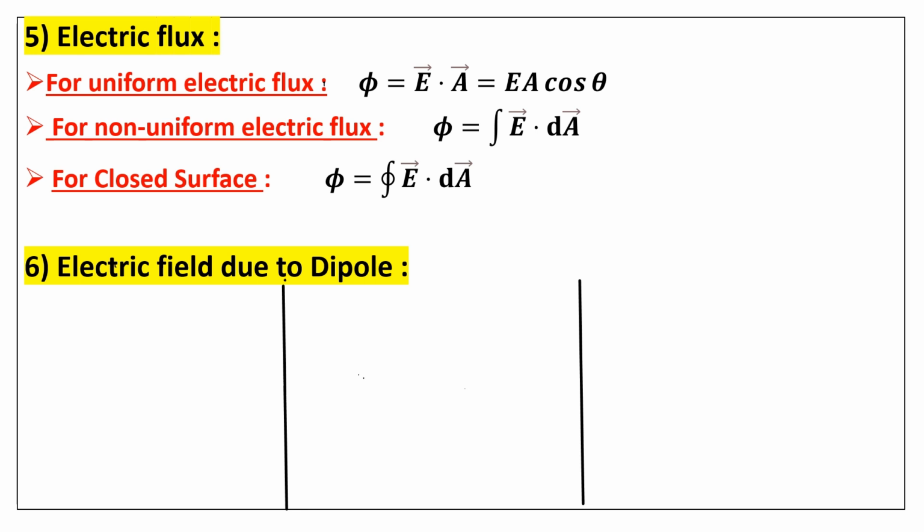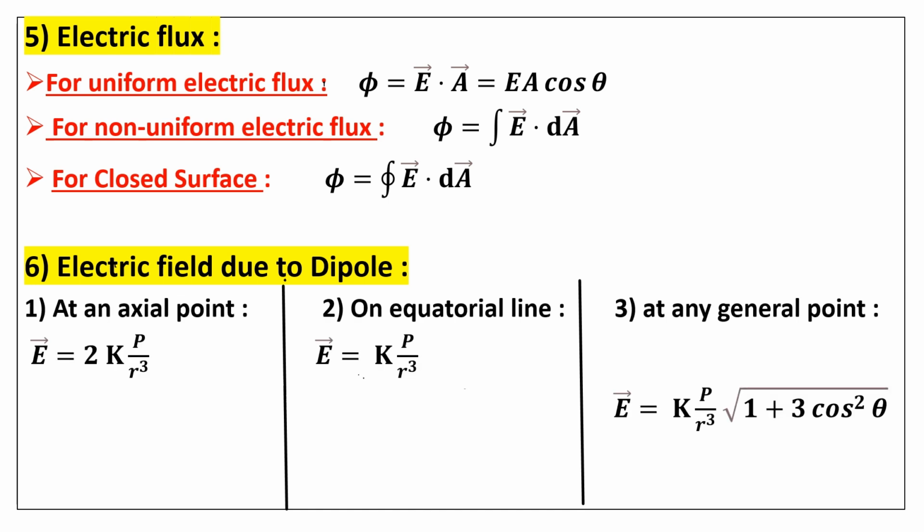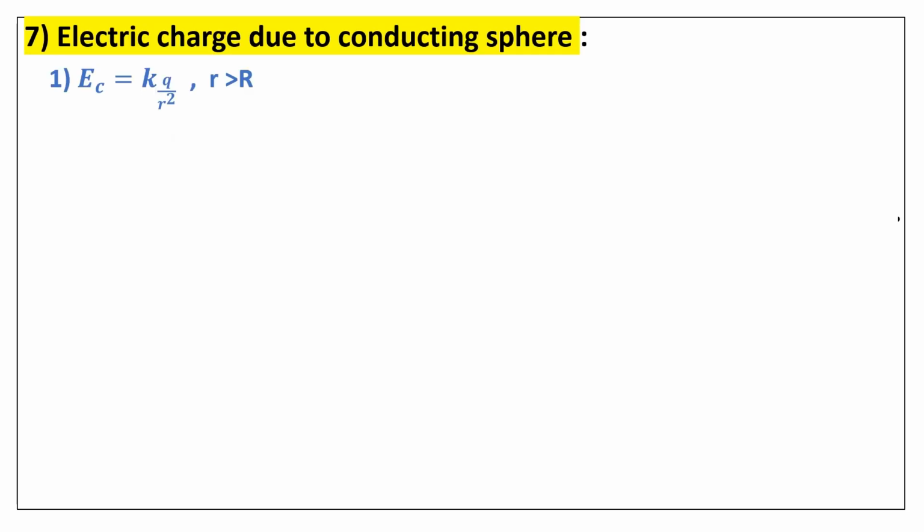6. Electric field due to dipole. 1. At an axial point, vector E is equal to 2KP by R cube. Here, P and E in same direction. 2. On equatorial line, vector E is equal to KP by R cube. Here, P and E in opposite direction. 3. At any general point, vector E is equal to KP by R cube, into square root of 1 plus 3 cos squared theta.